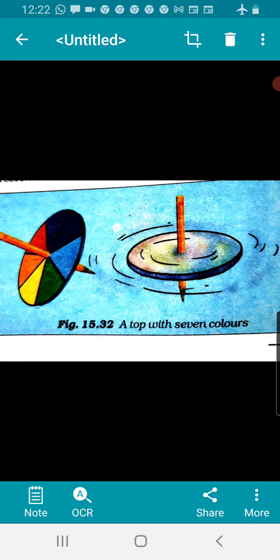Then we have studied the differences between concave mirror and convex mirror. Concave mirror, its inner surface is shiny. Convex mirror, its outer surface is shiny. Now convex lens, it feels thicker in the middle than at the edges. Concave lens, it feels thinner in the middle than at the edges. So both the mirrors and the lenses are very much useful in our day-to-day life.